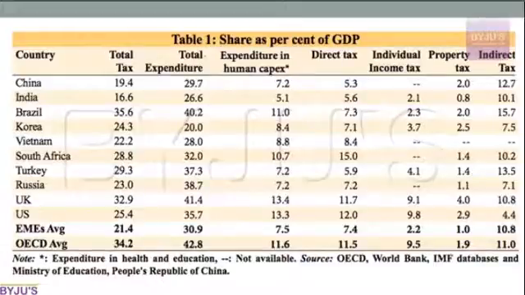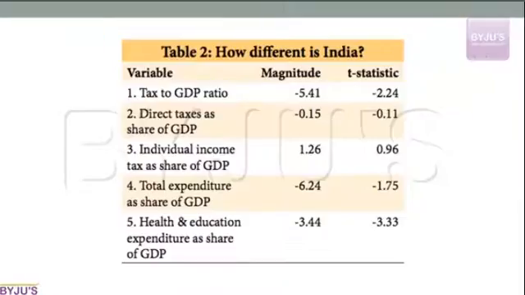So here all the countries are shown. Tax to GDP ratio and the percentage of GDP etc. is shown here. You can see China is around 19.4, India 16.6, Brazil is 35.6. Expenditure again, India is only 26.6. Other countries are much higher. Expenditure on human capital, India is very very low compared to Brazil, which is 11.0, etc. So overall, we can say this part is not required.